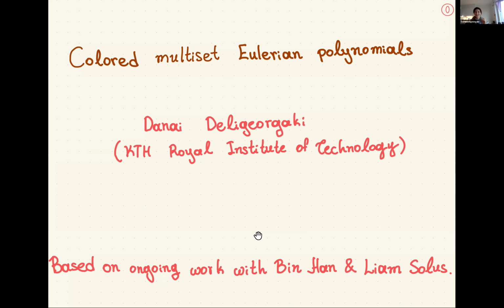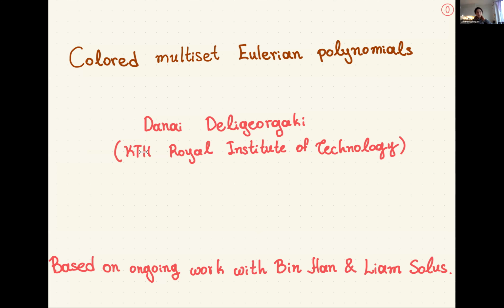Yeah, thank you all for coming. So I'm going to be talking about colored multiset Eulerian polynomials. This is some work I'm finishing now with Han, who was a postdoc at KTH, where I'm also based in Sweden, and Liam Solus, who is my advisor at KTH currently.